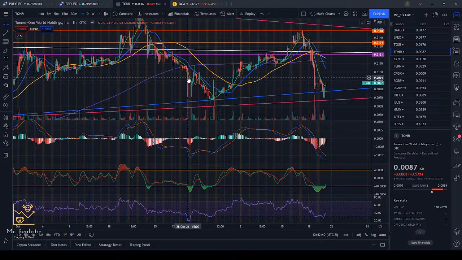Somebody type it in. Somebody tell me why this red candle happened on the 1 hour. Can anybody tell me in our chat box why this huge red candle happened? Anybody know? Anybody? Come on, somebody's got to know.